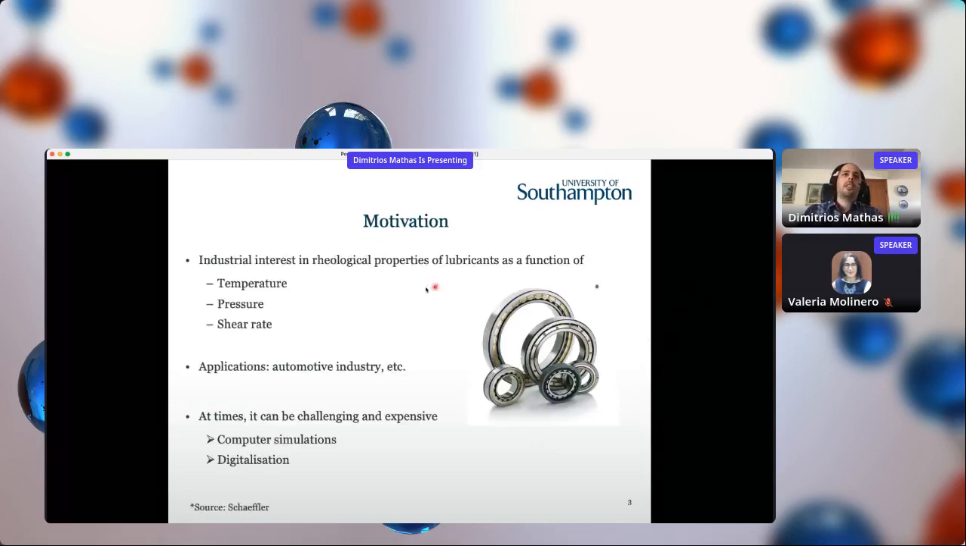So why are we doing this? There is a clear industrial interest in calculating the rheological properties of lubricants at different operational conditions by varying the temperature, the pressure, and the shear rate. The main applications for this are the automotive industry and others, such as aerospace engineering. At times, it can be challenging and expensive to calculate those properties, and this is where computer simulations can offer a helping hand, while this kind of research also falls into the category of digitalization, which is a quite modern topic.